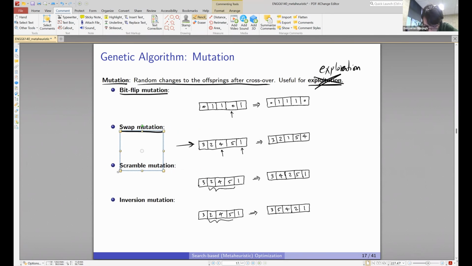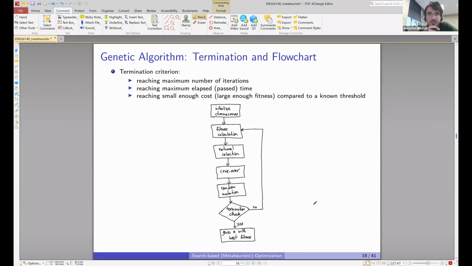Or a scramble mutation. What is a scramble mutation? It says that I take randomly a portion of the chromosome, child chromosome, and then I scramble the genes in that portion. For example, 2, 4, 5 becomes 4, 2, 5, something like that. Inversion mutation. I take randomly a portion of the chromosome and then I invert them. So 2, 4, 5 becomes 5, 4, 2. Okay.